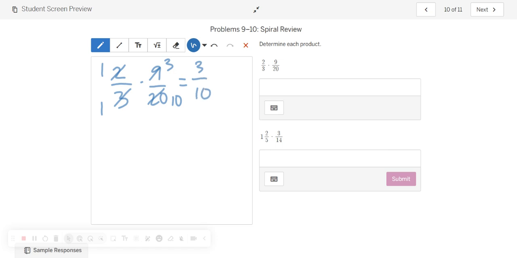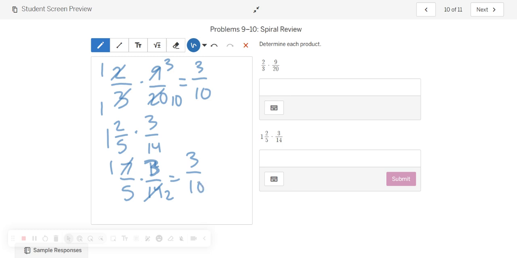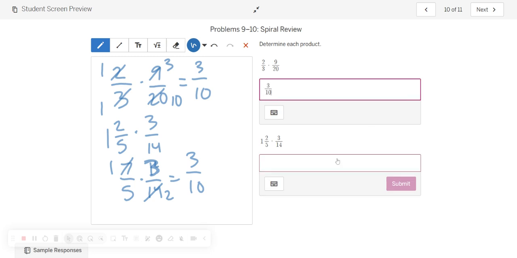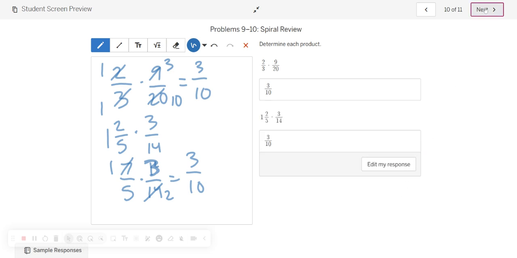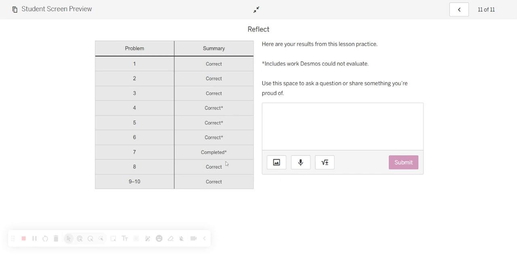That bottom one, 1 and 2/5 times 3/14, that's 7/5 times, oops, don't flip. That's 3/14. 7 and 14 work well together. That's a 1 and a 2. I get 3/10 again. And so I got 3/10 and 3/10. And let's get that typed in and see how I did on these ones. See if I have to go back and change those decimals to fractions. Next. Completed, correct. We're good.